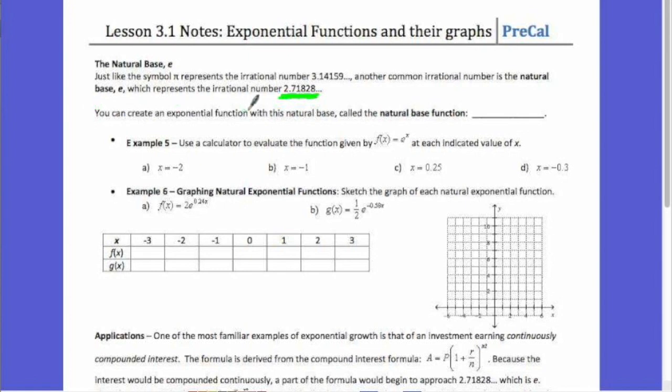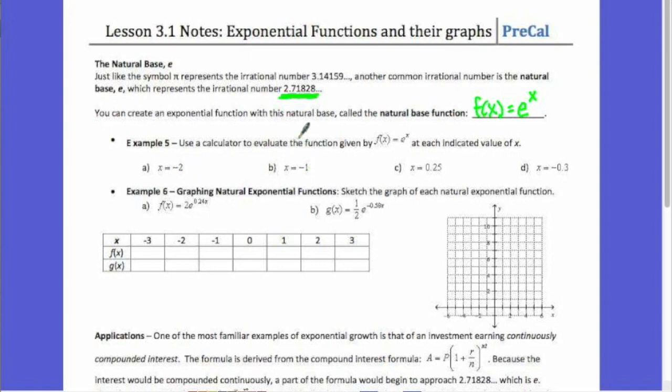So you can create an exponential function with this natural base. So it would be f of x equals e to the x. Okay, again, e is the base. E is about 2.72, so we're saying 2.72 raised to the x value. And again, we're plugging the values in, each of these x values, with the calculator. So we're raising e to the negative second, negative first. Again, I'll give you those solutions.